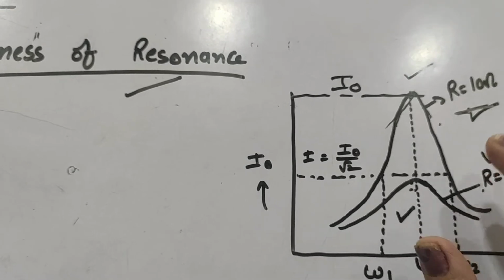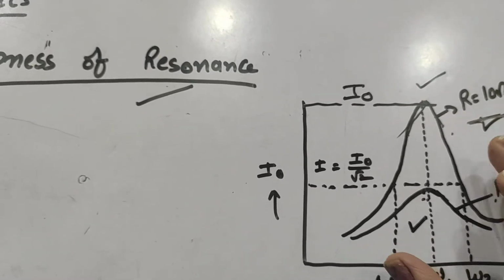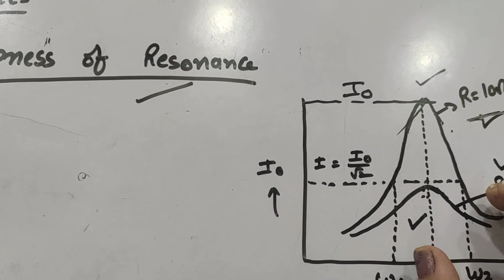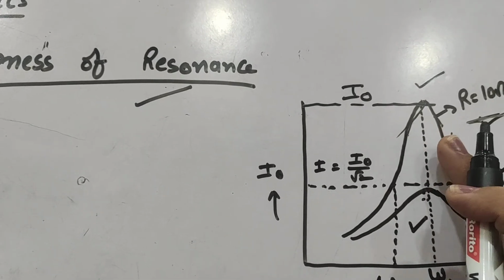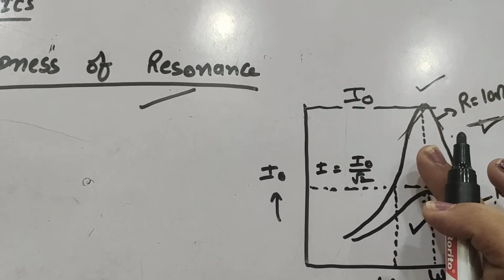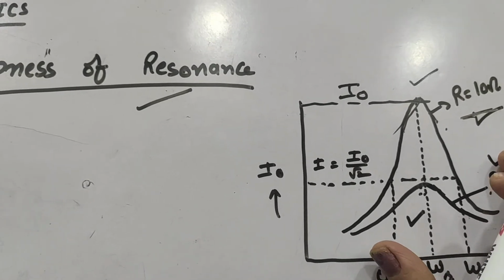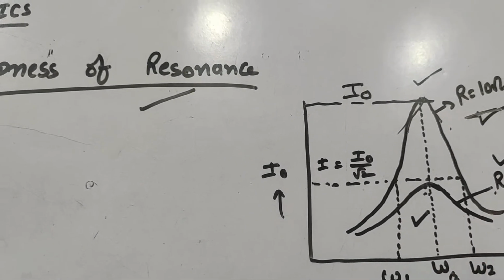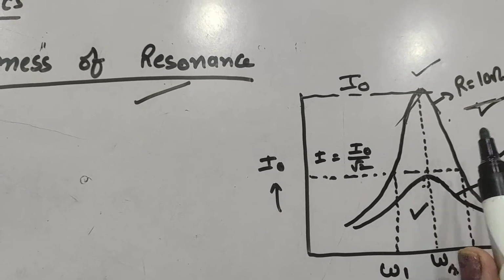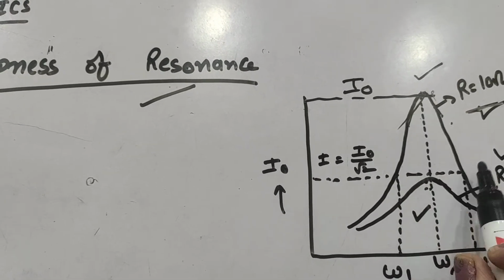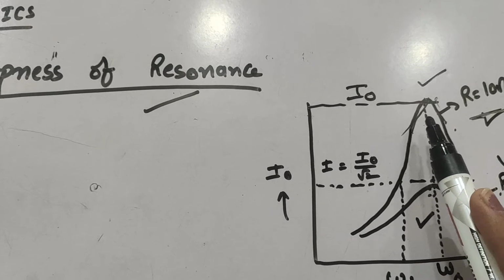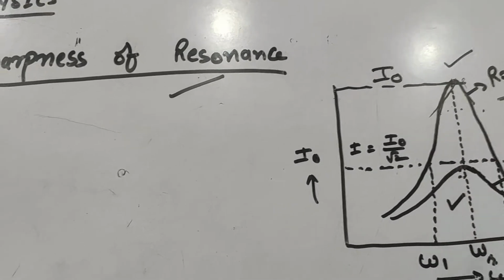It means the higher the quality factor of any circuit, the sharper is the peak of resonance of current at lower value of resistance. So Q factor basically defines how sharp the peak is. Okay, so that can be found by using a formula.